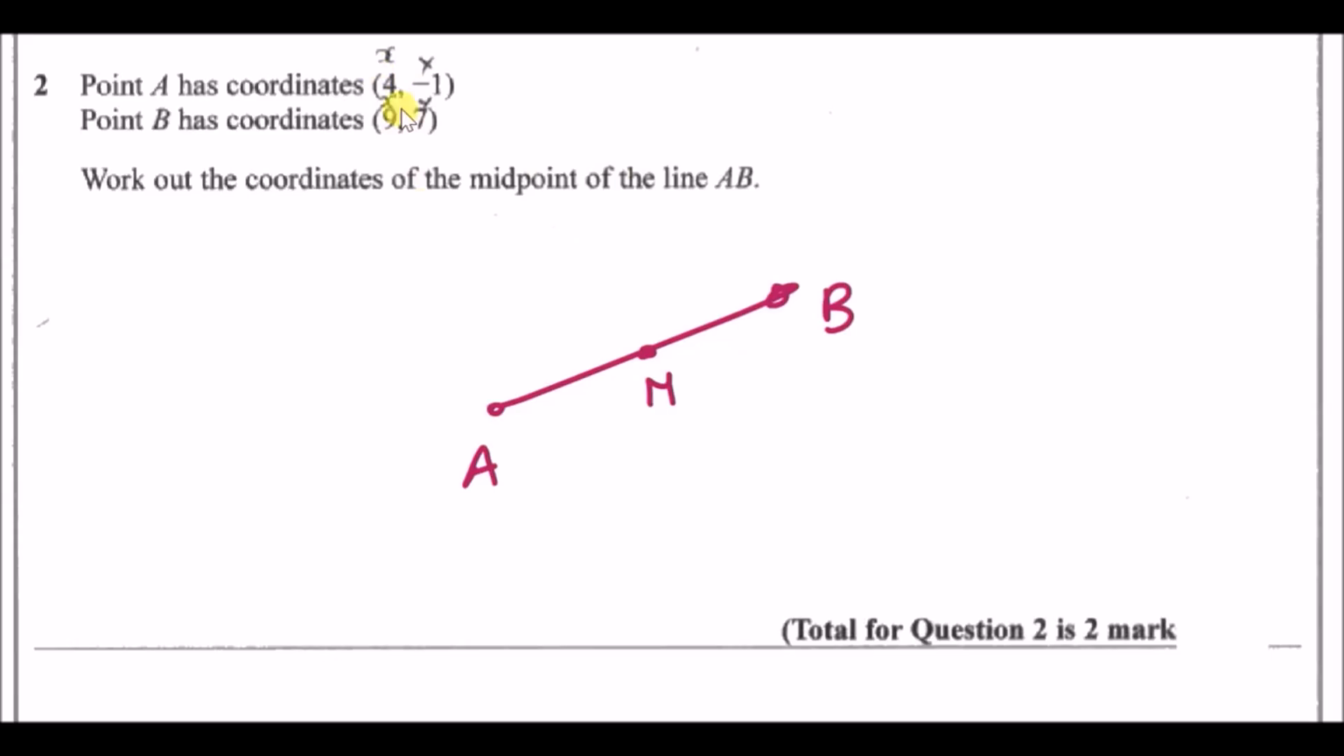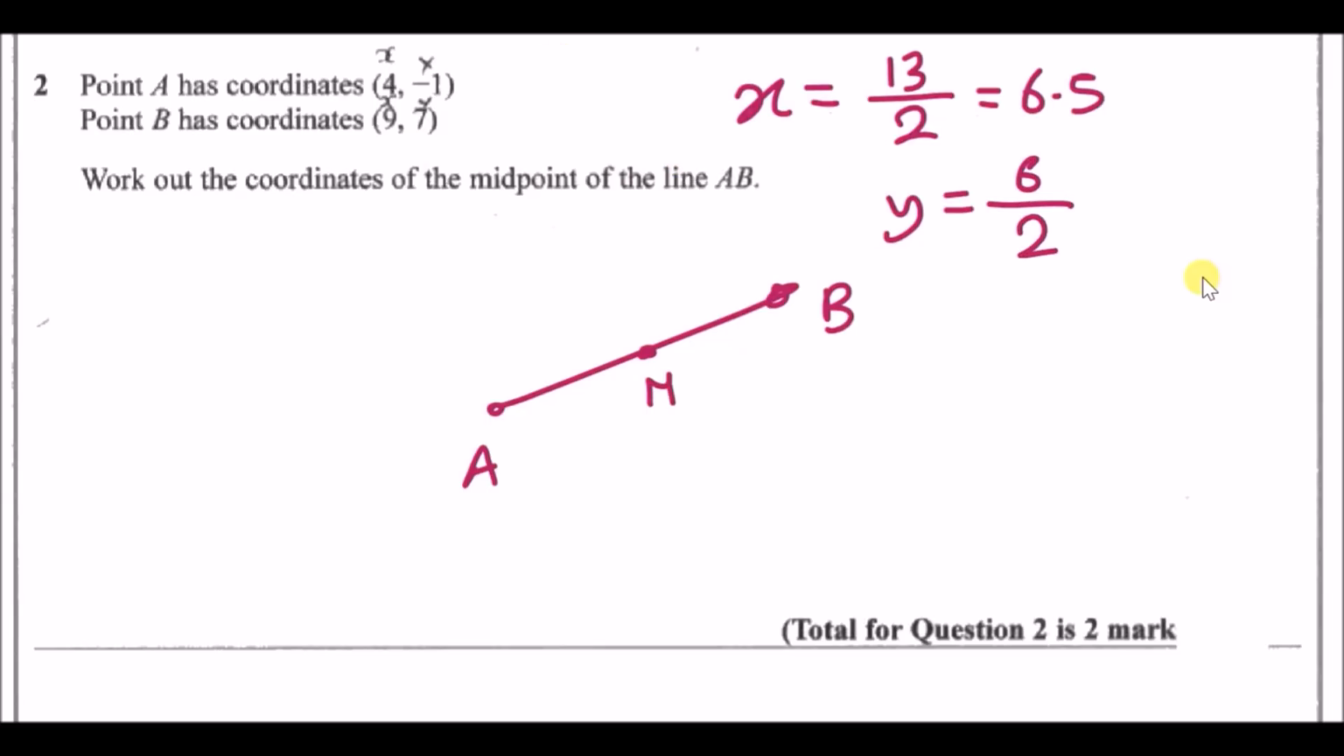Now the nice trick to find a number halfway is simply add up the coordinates and then halve them. So looking at the x coordinates, we're going to have 4 plus 9, which is 13, and then you halve it. Halving 13 is 6.5. For the y coordinates, you've got -1 plus 7. Adding those two, you get 6. Half of 6 is 3. So our coordinates are going to be 6.5 and 3.